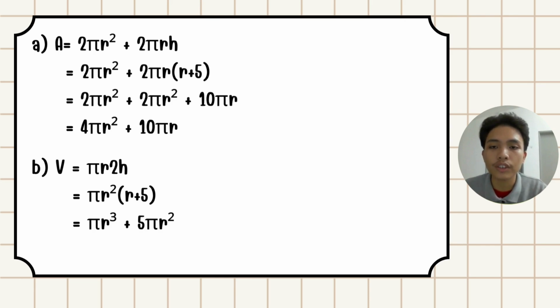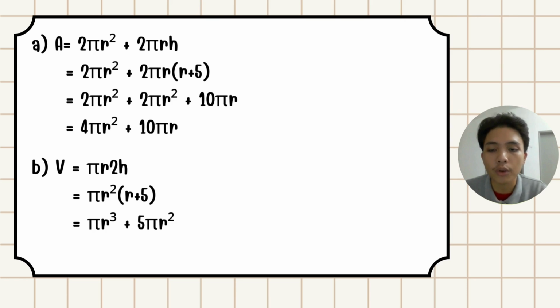Question A, we can use the surface area formula of a cylinder: area equals 2 pi r squared plus 2 pi r h, where h is height. As you guys can see at the previous slide, the height is given as r plus 5. We need to substitute r plus 5 into h. The next equation is 2 pi r squared plus 2 pi r open bracket r plus 5 close bracket. The next equation is 2 pi r squared plus 2 pi r squared plus 10 pi r. And the last equation is 4 pi r squared plus 10 pi r.